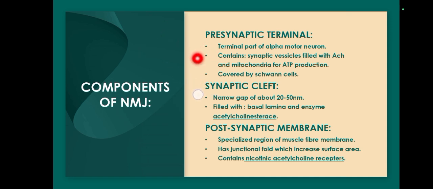It contains synaptic vesicles which are filled with acetylcholine, and this acetylcholine acts as a neurotransmitter in the neuromuscular junction. Next, we have the mitochondria. The presynaptic terminal has numerous mitochondria for ATP production. It also has voltage gated calcium channels present on its membrane. We'll see in the diagram further.